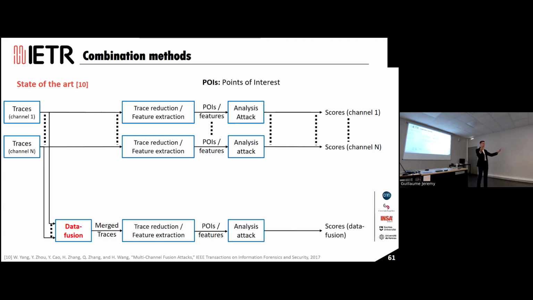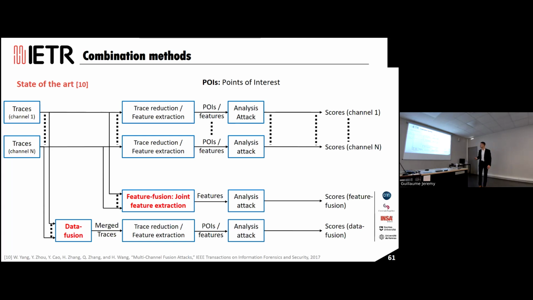So if we are collecting traces in parallel at different frequencies, we could, for example, average the different traces together. And then we perform the remainder of the attack as if it came from only one frequency. The second method consists of extracting features from all the traces at once, and we call this feature fusion. And the third method consists of averaging the scores computed from the different analysis attacks, and we call this decision fusion.